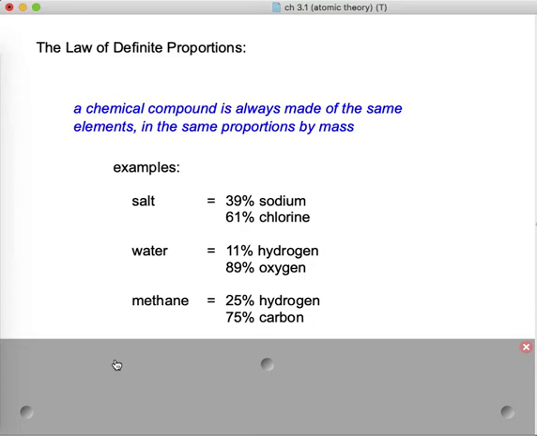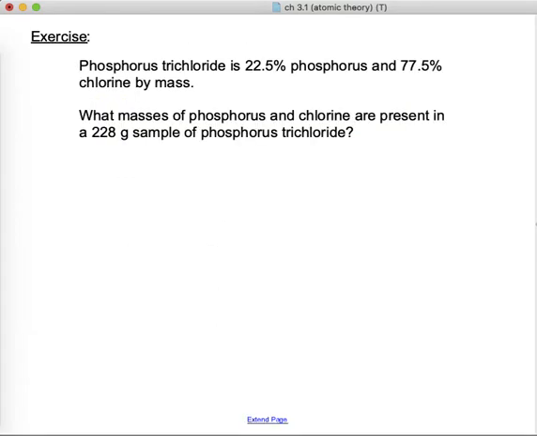And here's an example of the type of problem you can solve using the law of definite proportions. Phosphorus trichloride, a chemical compound made up of phosphorus and chlorine, is 22.5% phosphorus and 77.5% chlorine by mass. What masses of these two elements are present in a 228 gram sample? Well, I can use the fact that percent literally means out of 100. I can take these mass percentages and convert them into conversion factors.